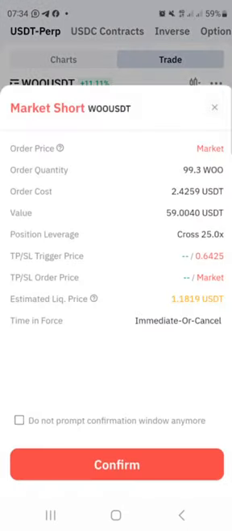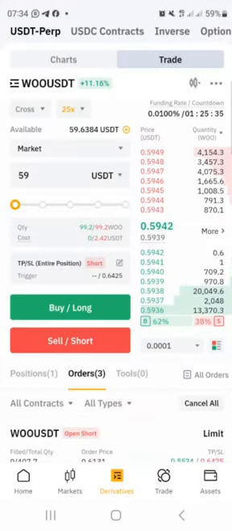You can see my estimated liquidation price is well above my stop loss. My stop loss is 0.6425. My liquidation price is 1.1819. So it's well above my stop loss. So I'm safe. Then you just enter the trade and confirm. So that's how you do this particular risk management strategy when you are given a market order.